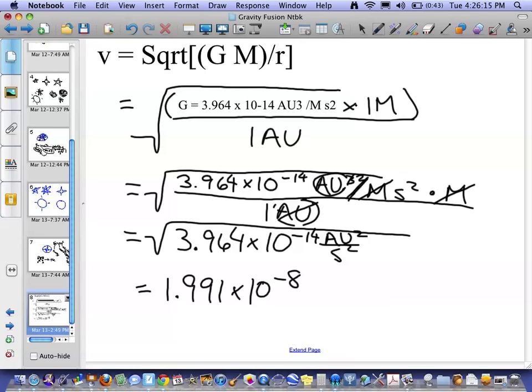And again, because I've square rooted it, I take the square root of AU and the square root of seconds as well. So what I'm left with is AUs per second. So this travels 1.991 times 10 to the negative 8th AUs, which is the distance between the sun and the Earth, per second.